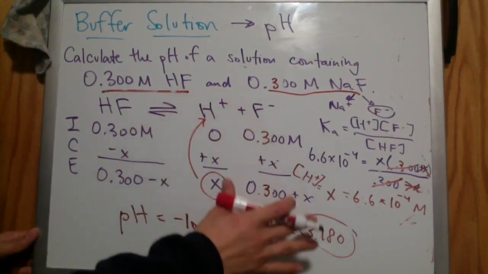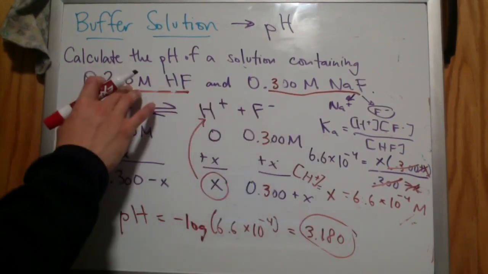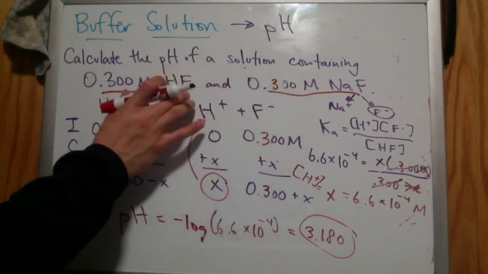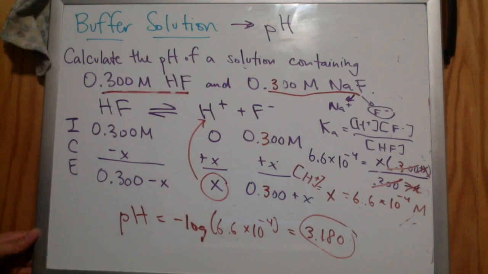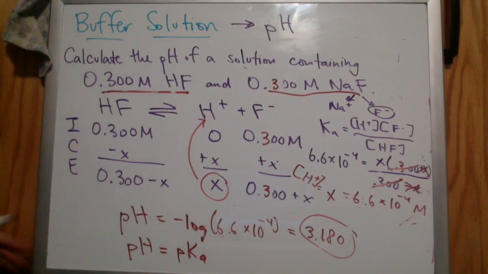Well, if you said the NaF or the F minus would neutralize the H plus, then that's correct. And so what happens is, when we have equal concentrations of the weak acid and its conjugate base, then we have the maximum buffering capacity. And in this part, the pH would equal the negative log of the Ka, which is also known as the pKa.